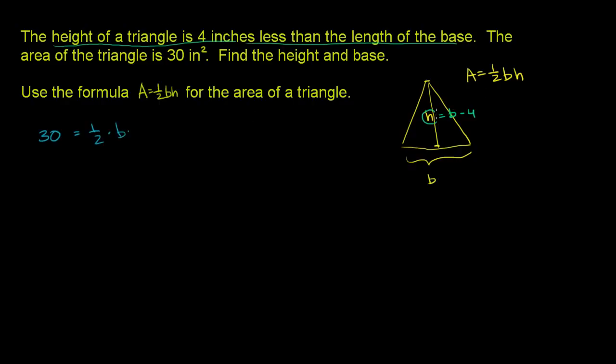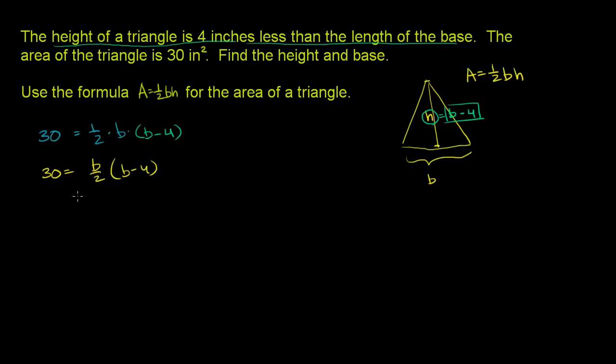Now, instead of putting an h in for height, we know that the height is the same thing as 4 less than the base. So let's put that in there. 4 less than the base. And then let's see what we get here. We get 30 is equal to 1/2 times b, times b minus 4. Actually, let's do it this way: b over 2 times b minus 4. I just multiplied the 1/2 times the b.